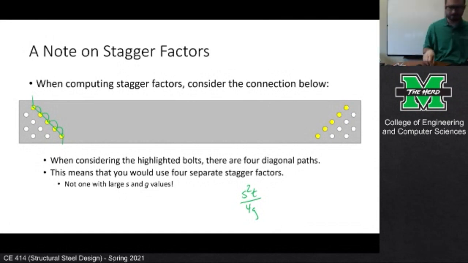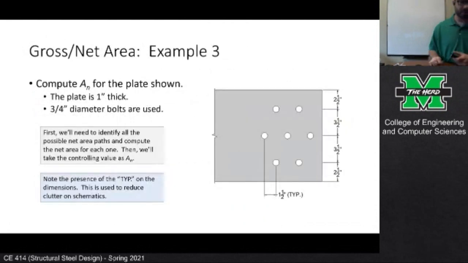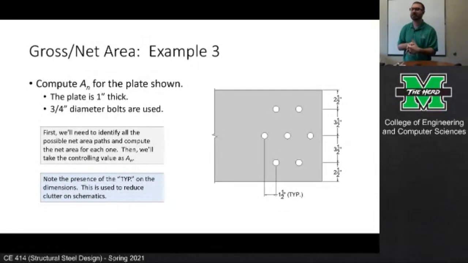Okay. All right. So what I want to do is go through this example. We're going to compute the net area for this plate. The plate is 1 inch thick. 3/4 inch diameter bolts are used. So right off the bat, if they're 3/4 inch diameter bolts, what's the diameter of the hole that we're going to use?